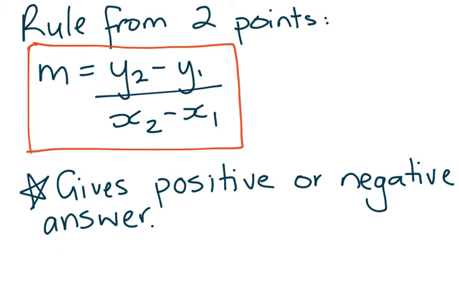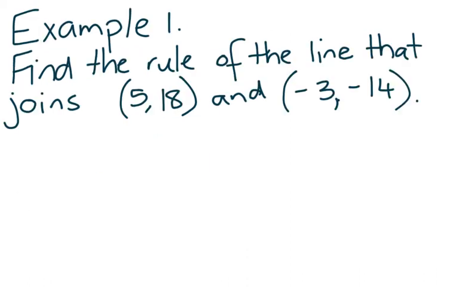And the good thing about using this rule is that it gives us a positive or negative answer immediately. So we don't need to draw the graph to know whether it's positive or negative. It will actually give us a negative answer or a positive answer depending on whether the line is an uphill or downhill line. So the first thing we do when we're given this is we need to label our coordinates. So I've got here example 1, find the rule of the line that joins 5, 18 and -3, -14.